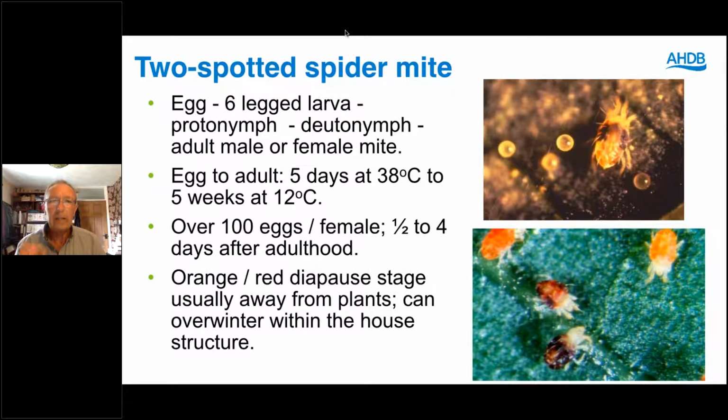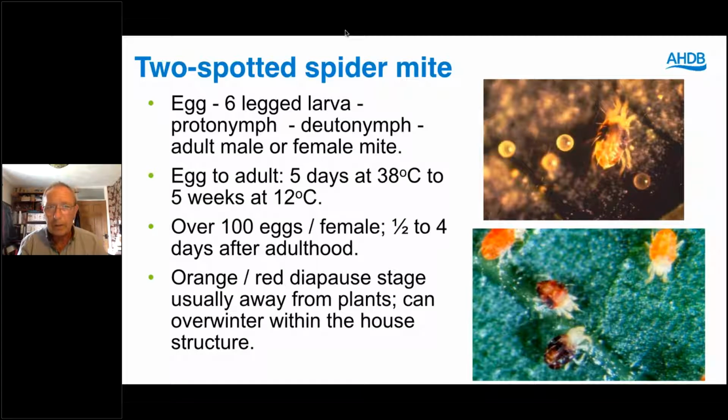Those eggs hatch to a six-legged larva. Now this makes them spider mites and not spiders. A true spider has 8 legs right from the egg hatch. It then goes through 2 resting stages where another pair of legs is sprouted, and we have the protonymph and the deutonymph, and that molts each time and sheds through to a male or female mite.